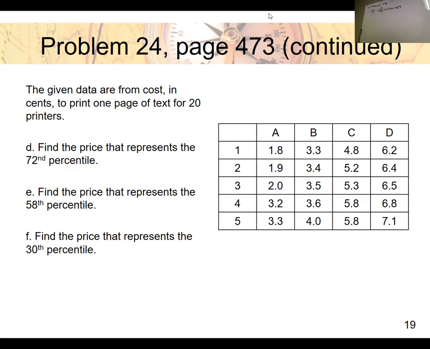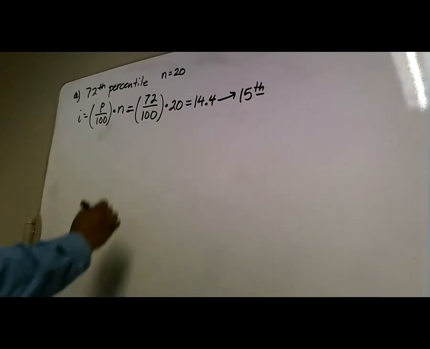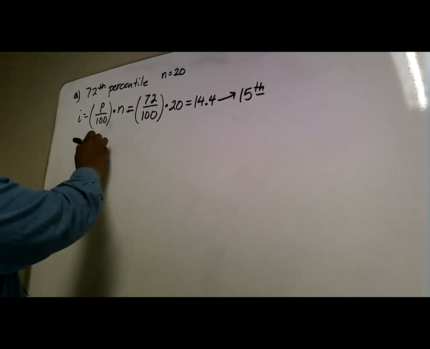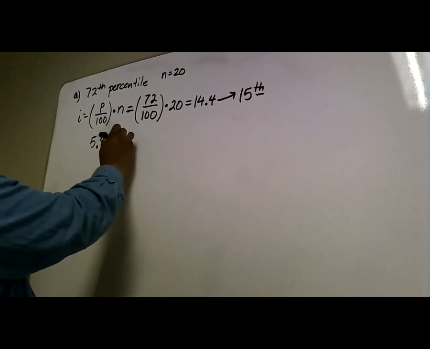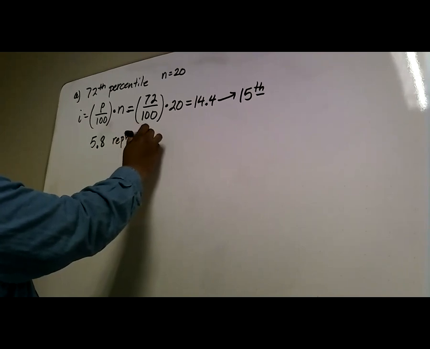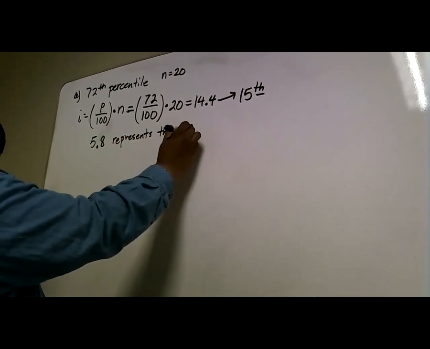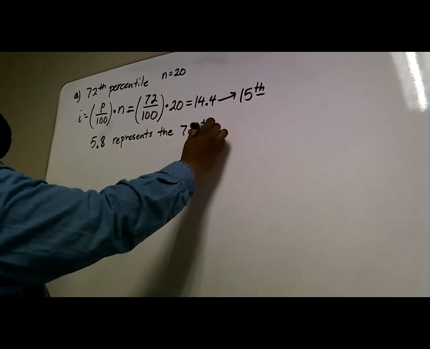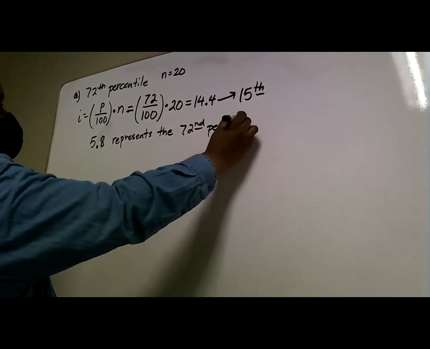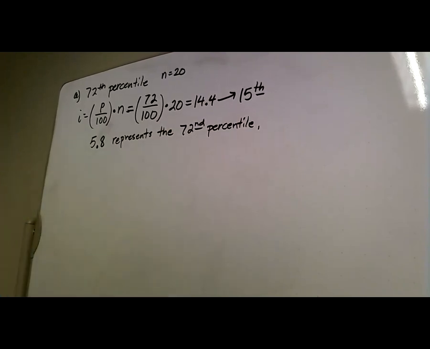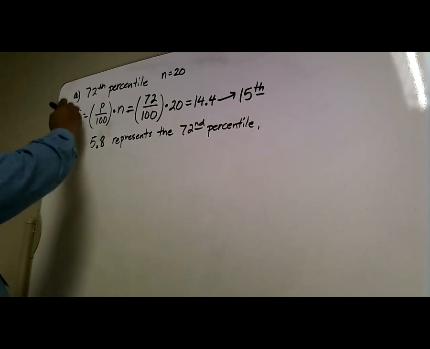So in this case here, 5.8 represents the 72nd percentile. Okay. All right, questions on part A. Okay, and this should be D, yeah.